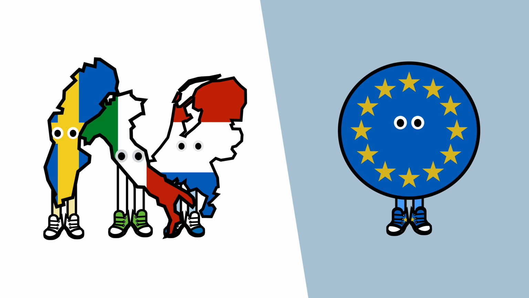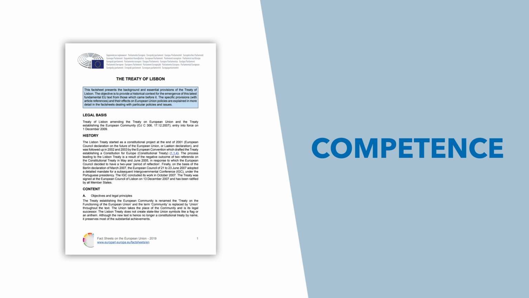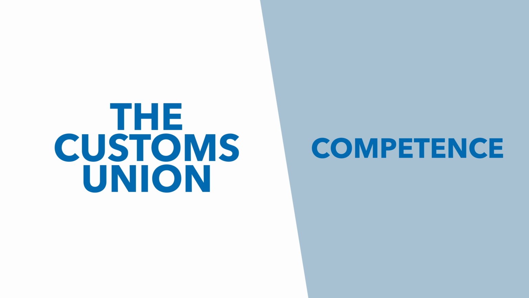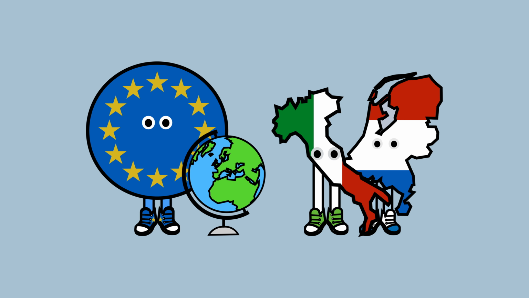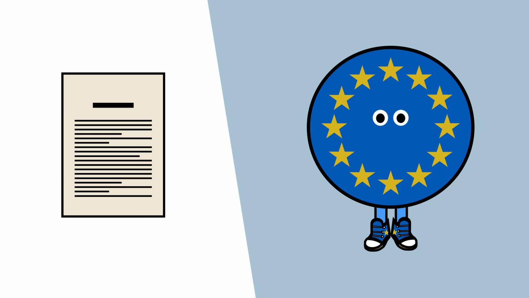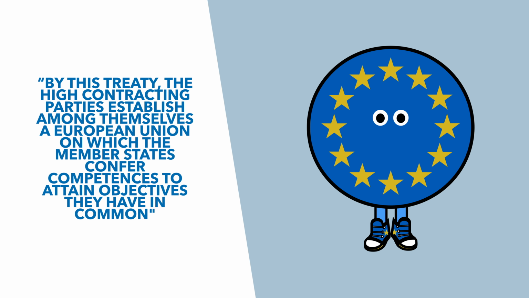Because the sovereignty of the member states must be protected, the Lisbon treaties are very specific on the areas the union has power to make laws in, and which it doesn't. The treaties call these areas where the EU has power its competences. For instance, the EU has exclusive competence to make laws related to the customs union, but it shares competence with the member states to make laws on the environment. As the very first article of the Treaty of the EU nicely summarises, by this treaty, the high contracting parties establish among themselves a European Union, on which the member states confer competences to attain objectives they have in common.